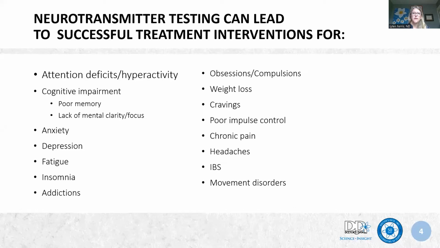Neurotransmitter testing can lead to successful treatment interventions for mental health symptoms. I think we're probably all familiar with this, things like attention deficits, cognitive impairments, mood concerns like anxiety, depression, addictions, compulsions, that sort of thing. But also more symptoms we might think of as physical, like chronic pain or headaches or IBS or weight issues, fatigue, and that sort of thing.